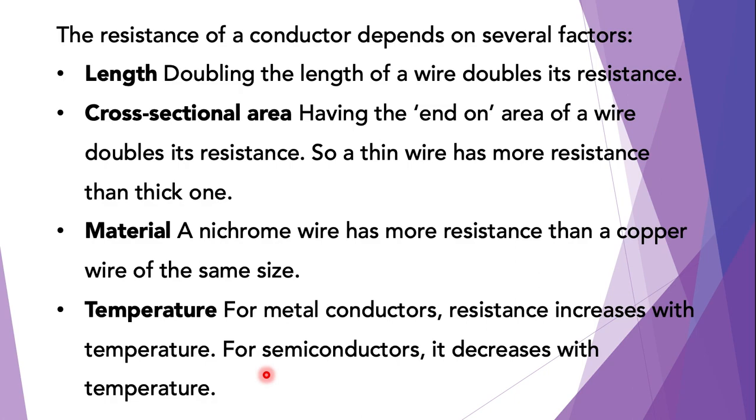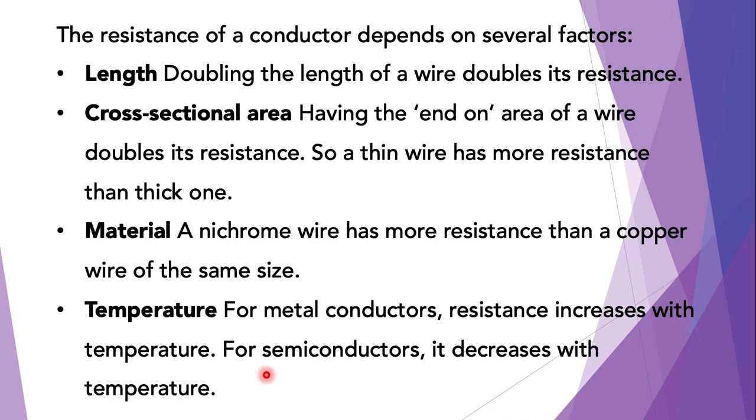So the longer the wire, the more its resistance would be. The smaller the cross-sectional area of a wire, the more its resistance would be. The resistance would also depend on the material of a wire. For metal conductors, the resistance would increase if the temperature increases, but for semiconductors, the resistance would decrease with the temperature.